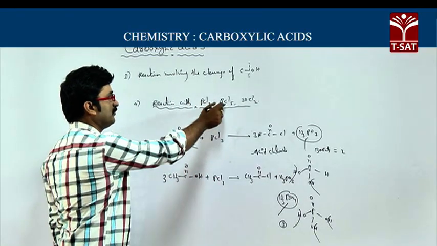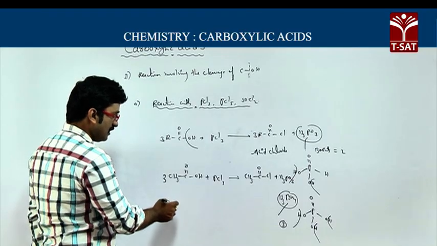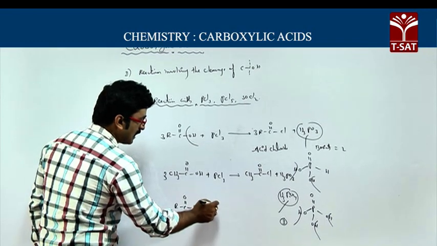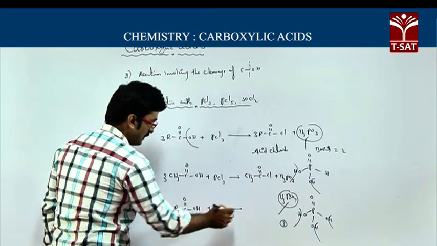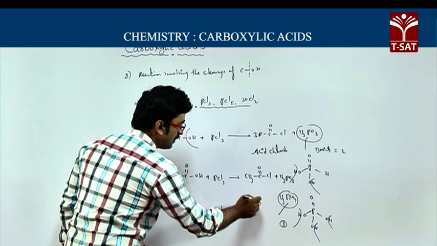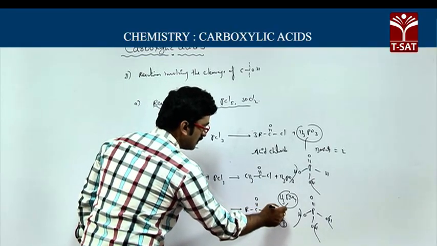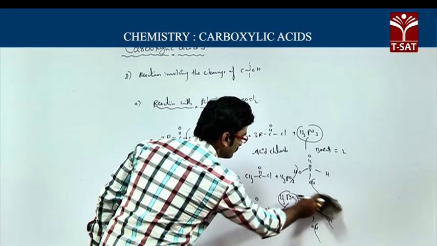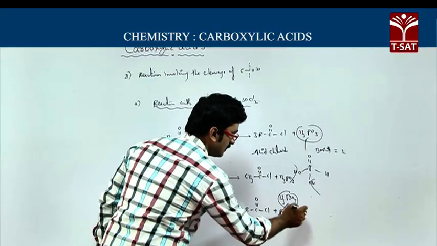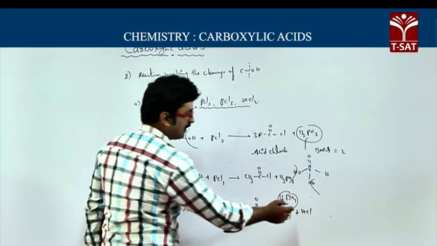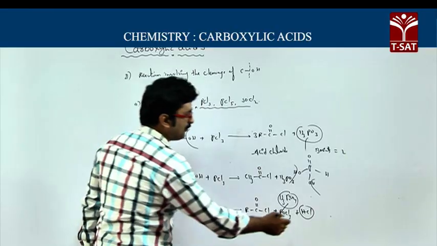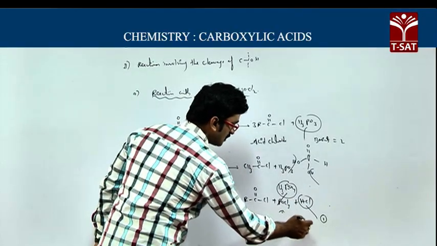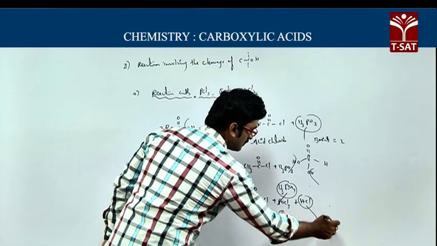Similarly, we will take PCl5. R C double bond O, OH, carboxylic acids, react with PCl5, and here you will get R C double bond O, Cl plus POCl3 plus HCl. And here we are getting HCl, hydrochloric acid, and the basicity of this hydrochloric acid is 1, because on ionization you will get 1 H plus.